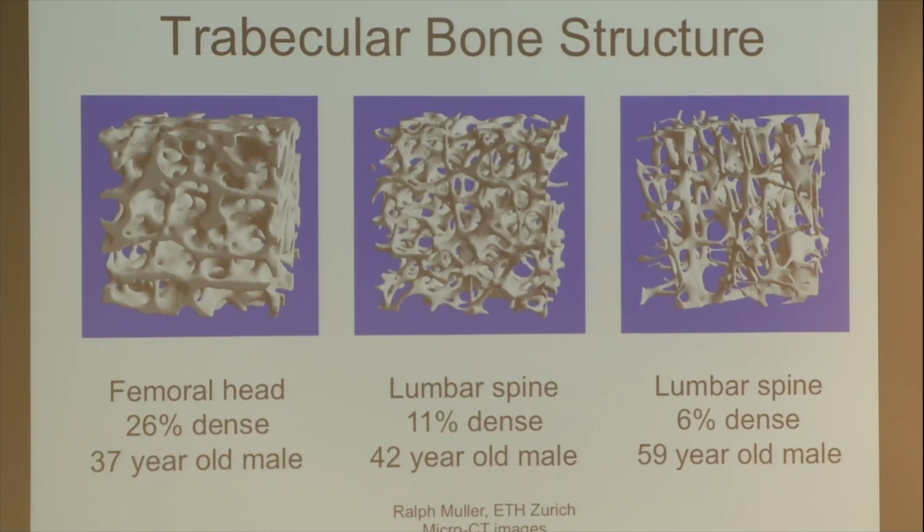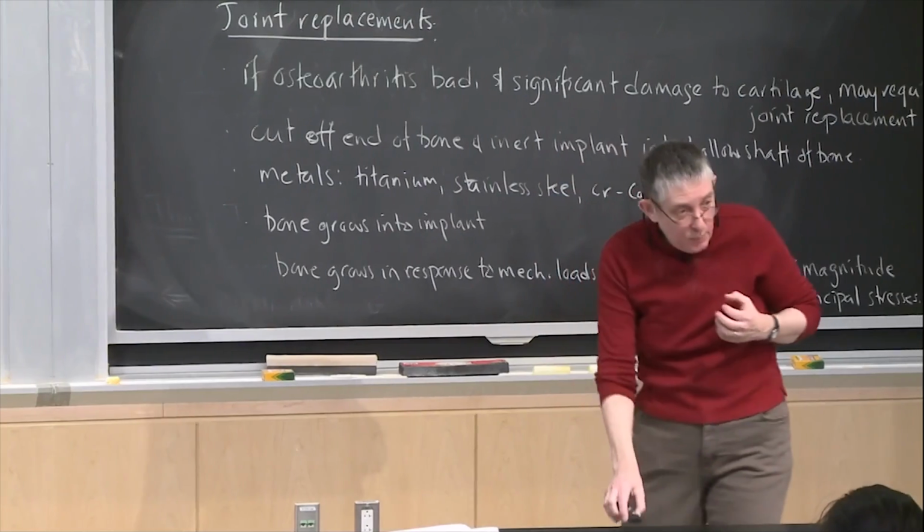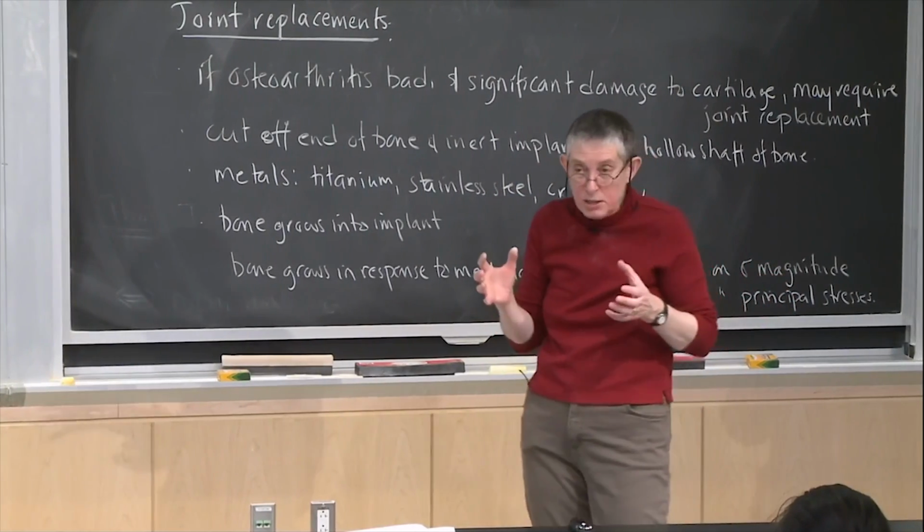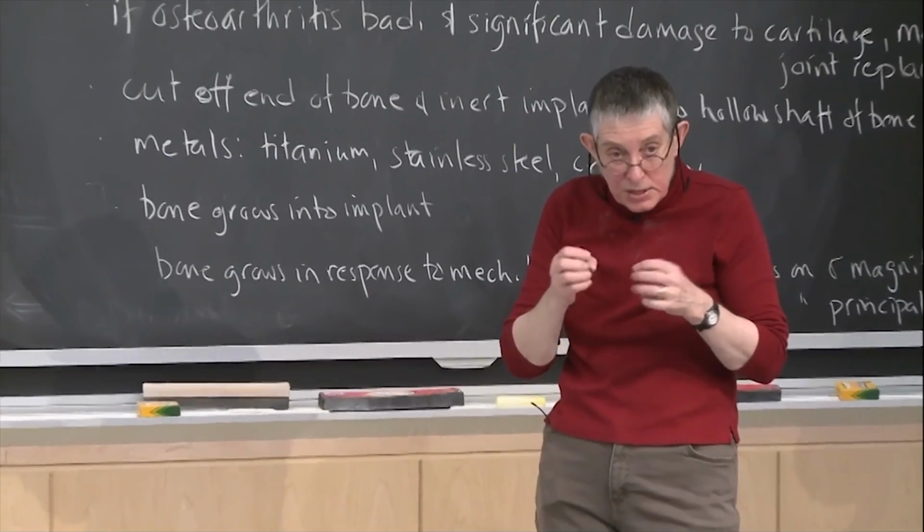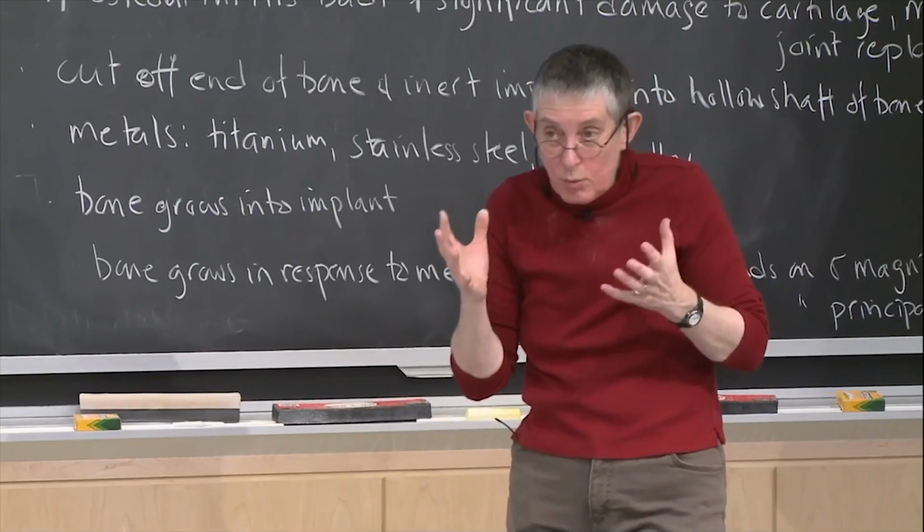And you can kind of see when you go from 26 to 11, the struts get a little bit thinner. And when you go from 11 to 6, the struts get very thin. And in fact, if they get too thin, the struts resorb altogether. And some of the struts can just disappear. So when people get osteoporosis, what happens is they first lose bone mass by thinning the struts. But then at some point, the struts just resorb altogether.